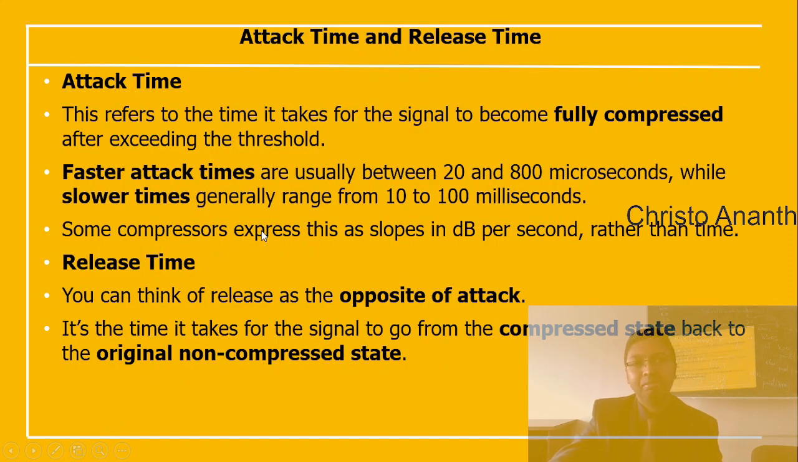Then you have attack time. It's the time taken for the signal to become fully compressed after exceeding the threshold. Faster attack times are like 20 to 800 microseconds, and slower attack times are like 10 to 100 milliseconds. Some compressors express this as slopes in decibels per second rather than time. Then you have release time. It's the opposite of the attack time. It's the time taken for the signal to go from the compressed state back to the original non-compressed state.